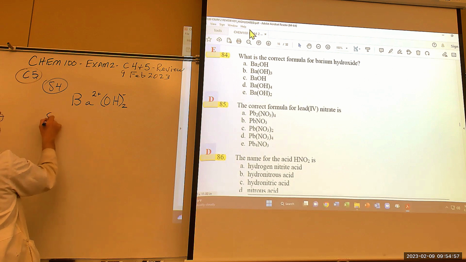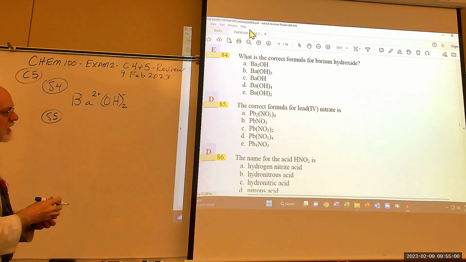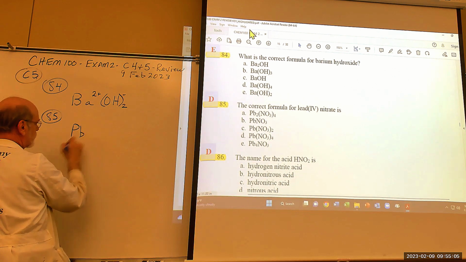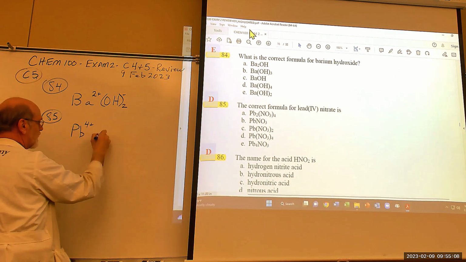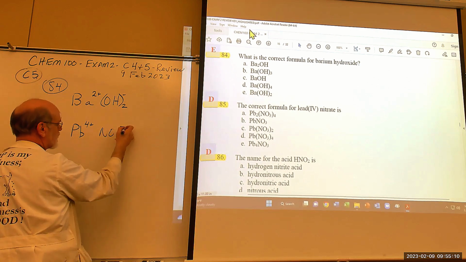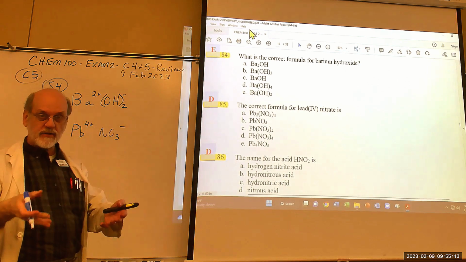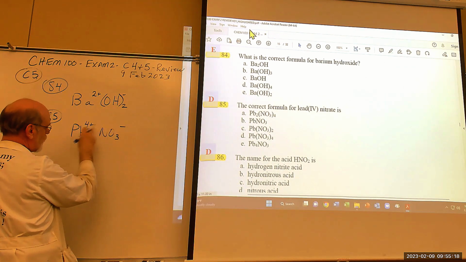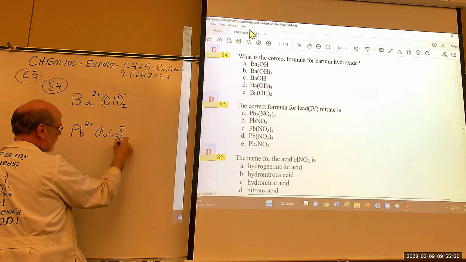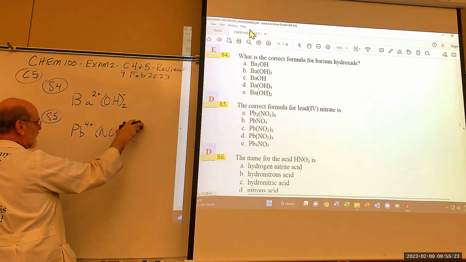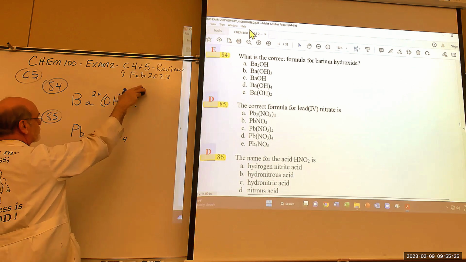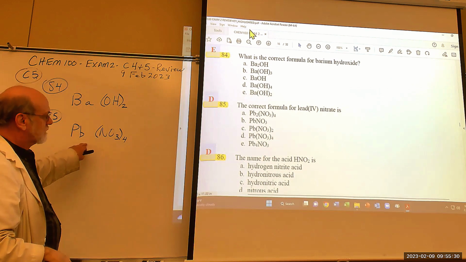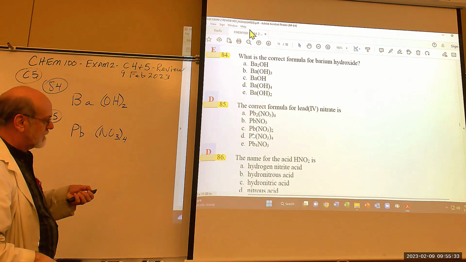Let's go ahead with 85. The correct formula for lead 4 nitrate. We're going to have lead. It's got a 4+ charge, and we have nitrate, which is a -1 charge that you find in your polyatomic list. So in order to balance the charges, we need 4 of those. And we don't need the charges when we write the formula. So this one is D, right here.